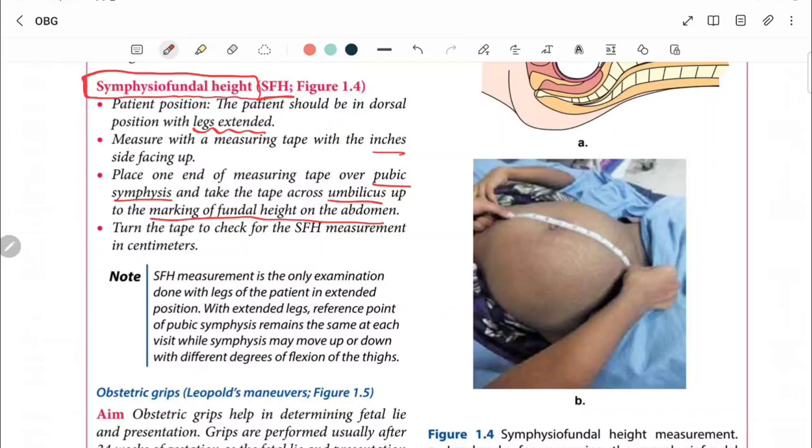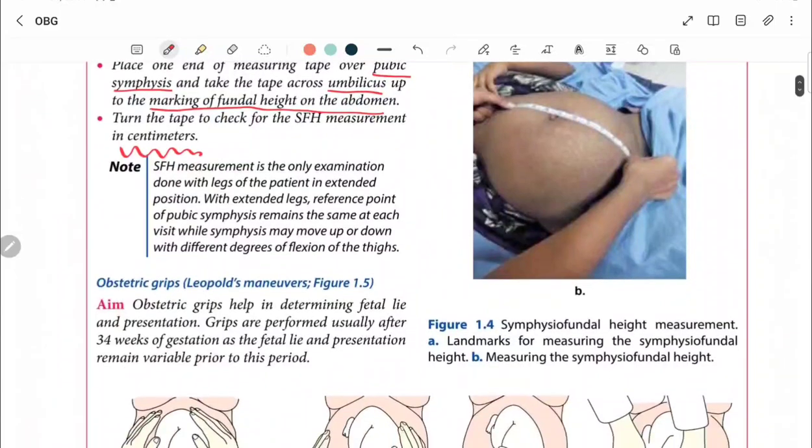So you need to take the tape from the pubic symphysis across the umbilicus to the marked fundal height on the abdomen. Now you need to turn the tape to check for the symphysiofundal height measurement in centimeters. Symphysiofundal height measurement is the only examination done with legs of the patient in extended position. This is a very important point to remember.